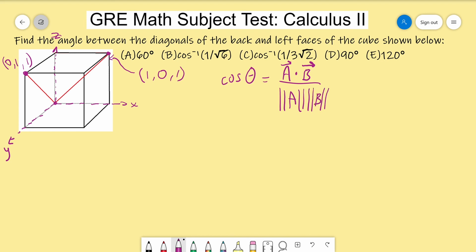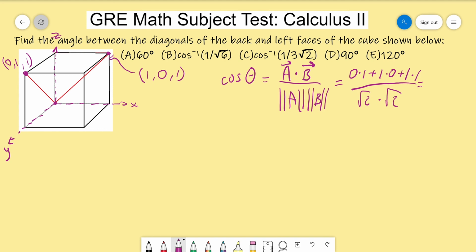So let's do that. If we take the dot product of these two vectors, that's going to be 0 times 1 plus 1 times 0 plus 1 times 1. And then the magnitude of either one of these vectors is going to be the square root of 2, because it's just 1 plus 1 square root. So it's going to be root 2 times root 2 in the denominator.